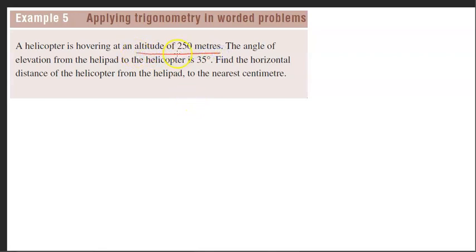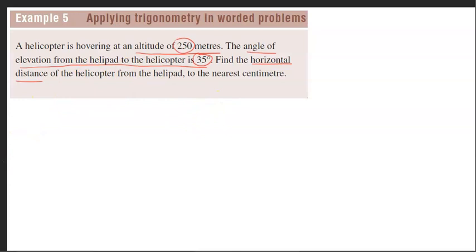That means from the ground up, it's 250 meters. So it's hovering in the air, 250 meters. So we've got a helicopter, 250 meters up high. The angle of elevation from the helipad to the helicopter is 35 degrees. 250 here, so 35 degrees. We're going to find the horizontal distance of the helicopter from the helipad to the nearest centimeter.